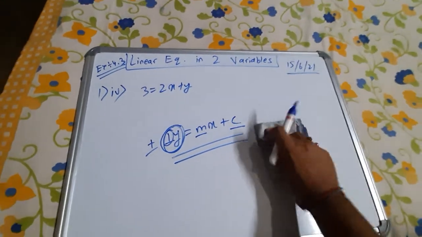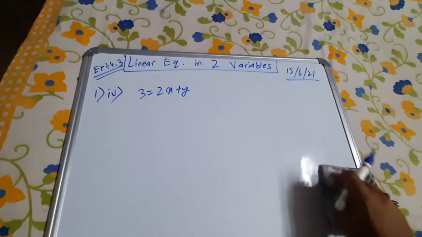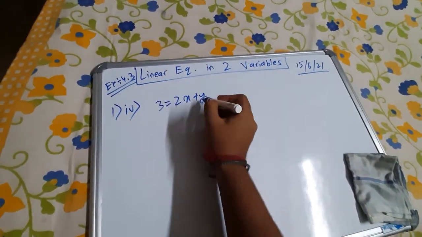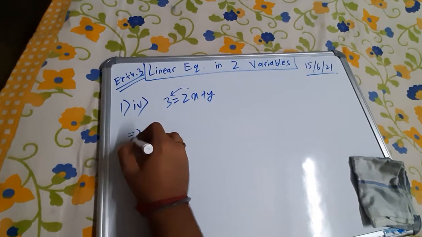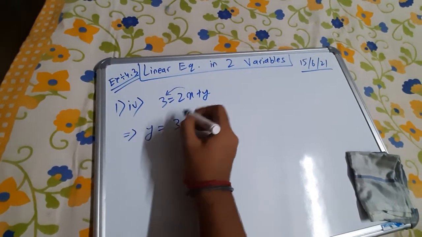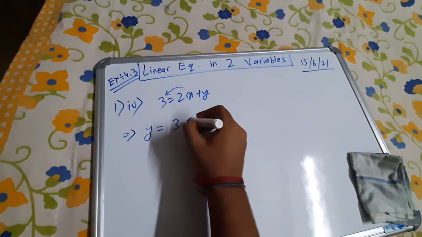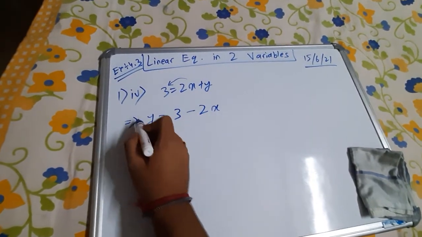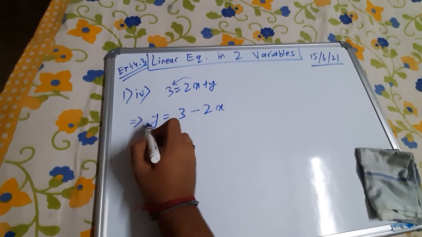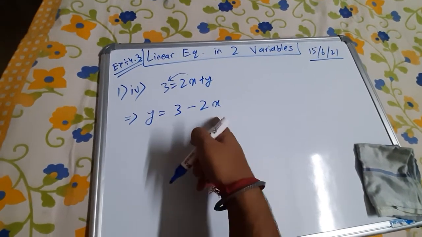So let's do this one. If you want to take this in that form, to make y alone, I will take the 2x to this side. So it will look like y equal to 3, and 2x was plus on this side, when it goes to that side it will be minus 2x, okay. This will be my equation, okay. See, y has a positive coefficient and obviously the coefficient is 1. So this is my required equation.